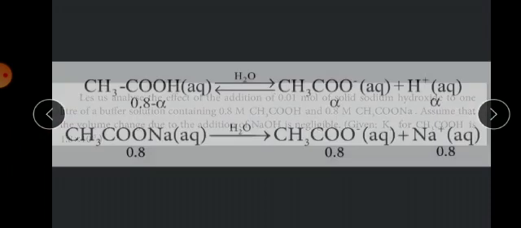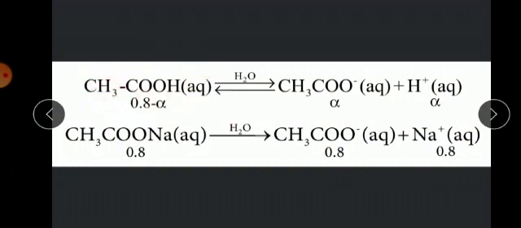Let us analyze the effect of addition of 0.01 mole of solid sodium hydroxide to 1 liter of a buffer solution containing 0.8 moles acetic acid and 0.8 moles sodium acetate. Assume that the volume change due to the addition of sodium hydroxide is negligible. What are the given values? Ka for acetic acid is 1.8 into 10 to the power minus 5. We shall write the equation now. CH3COOH aqueous gives acetate CH3COO minus plus H plus aqueous.